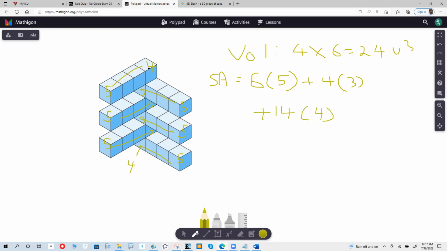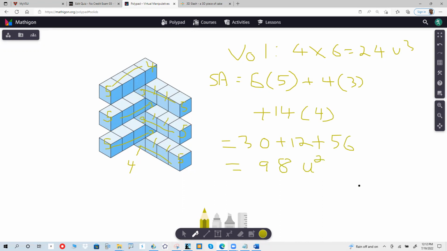Okay, this one is showing 4. This one is showing 4. This one, this one, this one, this one, this one, this one. 12, 13, 14. Now you have to add them all up. This is 30. This is 12. And 4 times 14 is 56. 30 plus 12 is 42, plus 56. I'm getting 98, and we're going to soon find out if I messed up or not.